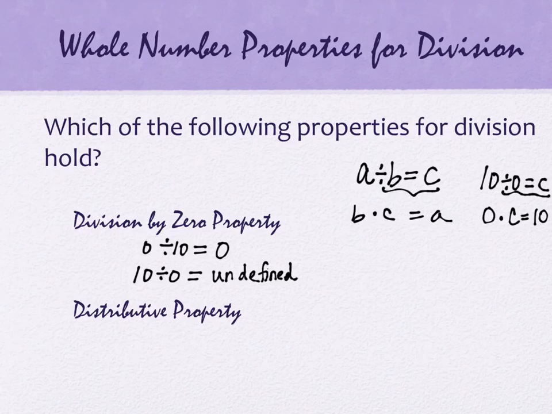That's why division by 0 is undefined, because the definition for division excludes it. There's no way I can multiply 0 by something and get back to 10 or anything else. So there is no 0 division, so there's no division property by 0 either.